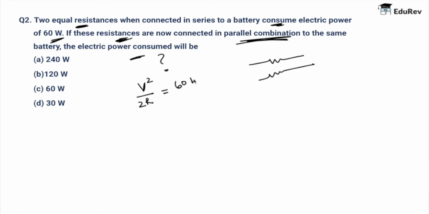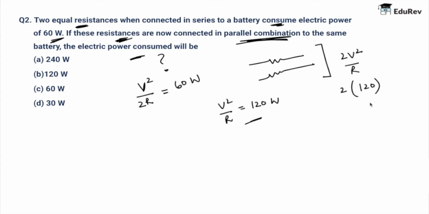So basically V² by R is going to be 120 watt. Now when the two resistances are connected in parallel combination, the power is given by 2V² by R. Now I know the value of V² by R, so this is simply going to be 2 into 120, that is nothing but 240 watts. So the answer is going to be 240 watts.